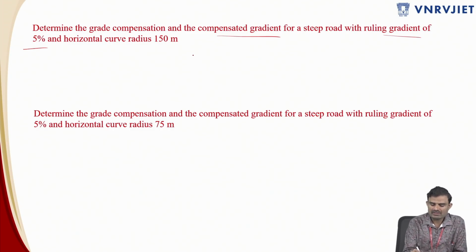So the ruling gradient is given, which is nothing but simply the gradient. It has been given as small n percentage. Already we have looked at the representation of grade, which is 1 in n, vertical to horizontal, or small n percentage. So 1 in n, if you multiply by 100, you will come across some percentage value which is nothing but small n percentage.